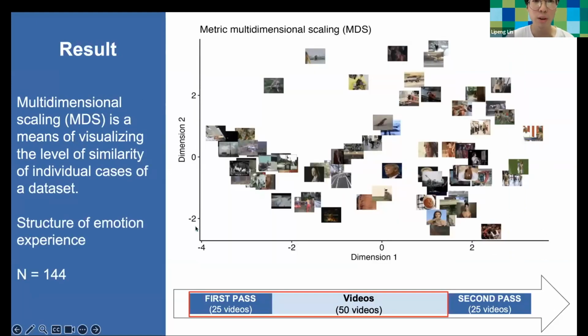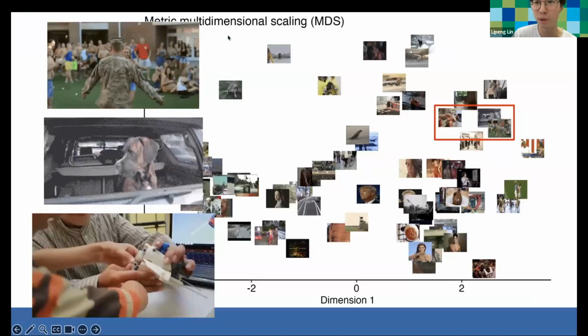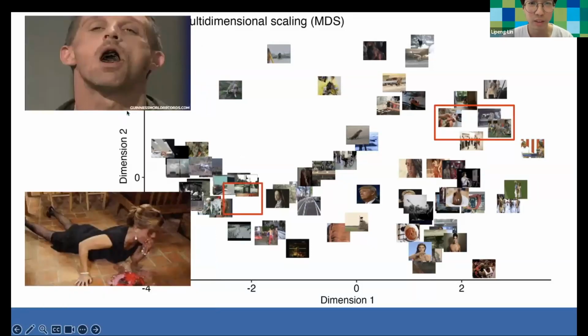Multi-dimensional scaling is a means of visualizing the level of similarity. Every image represents one video. The closer the images are, the more similar the participants perceive them to be. Now, can you recall the 5 videos you have watched? The first 3 videos were clustered together, indicating that participants perceive the emotion experience while watching these 3 videos to be relatively similar. And then the other 2 videos were clustered together.